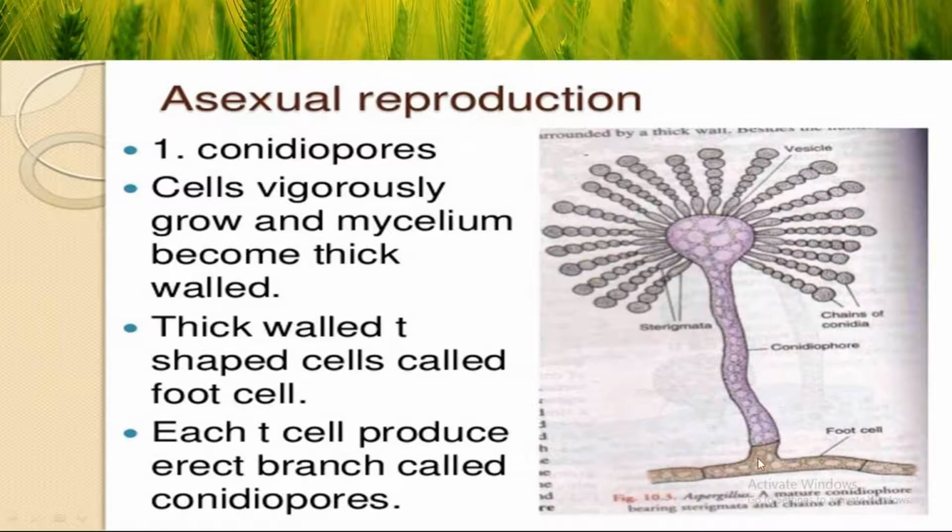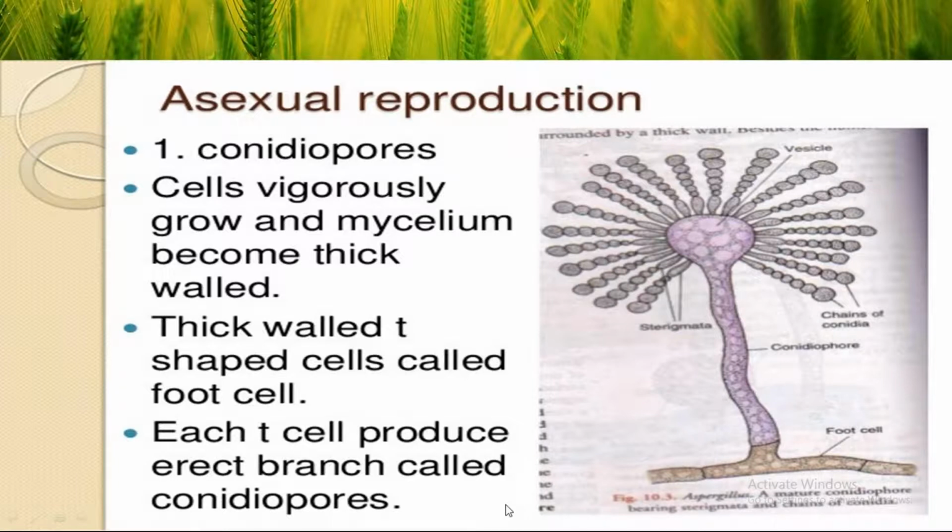So under a lactophenol cotton blue mount, you can see that there is a foot cell from which the conidiophore will be arising. The foot cell is a T-shaped cell. So this conidiophore will be arising vertically upwards, and then the phialides or the sterigmata will be there, and from there the conidia will be arising. So this is known as the vesicle. The cells vigorously grow and become thick-walled. The thick-walled T-shaped cells are called the foot cells. Each T cell produces an erect branch called the conidiophore.